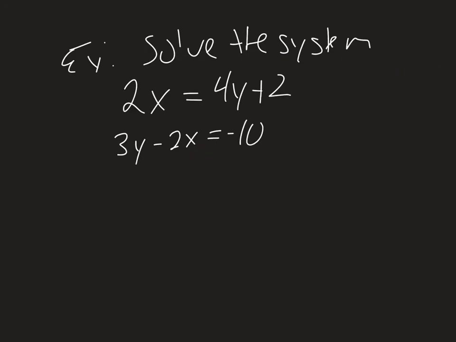So let's take a look at another example. If I'm looking at this system, 2x equals 4y plus 2, and 3y minus 2x equals 10. This is one of those examples I mentioned in the last video about how the systems need to be in the same format.